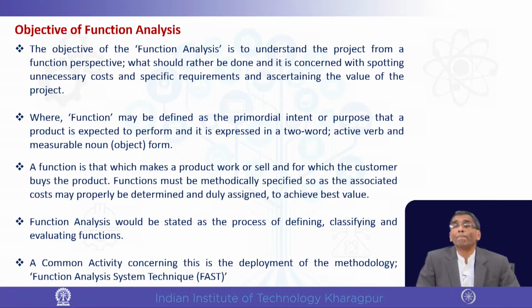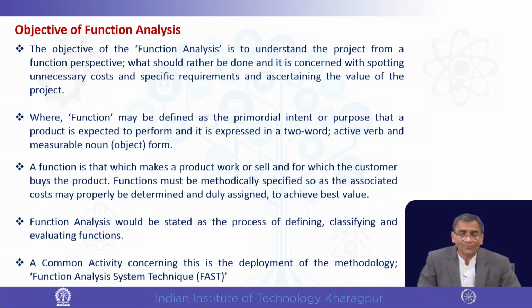So, the purpose of a torchlight, which we will be discussing, is to provide light. As we already said earlier, a function is to be expressed in two words: the first one is an active verb, and then there is a noun which is a measurable one, which is an object.